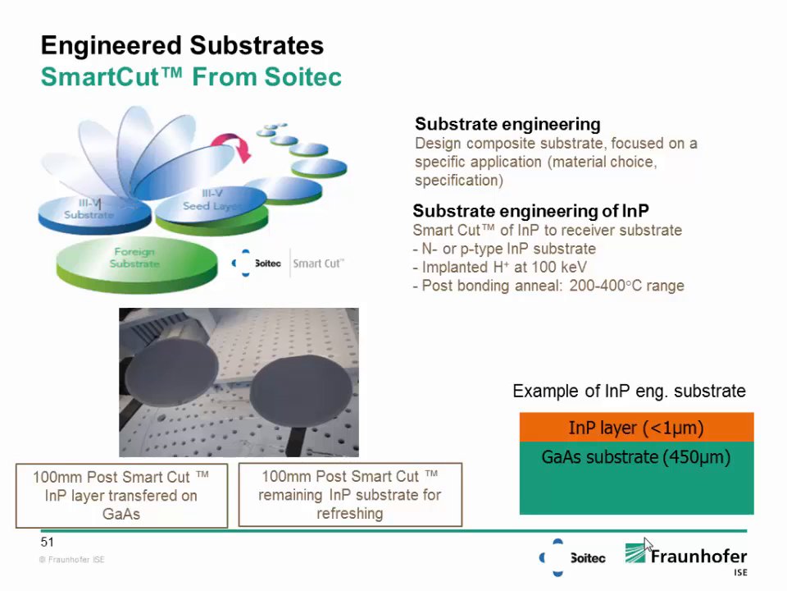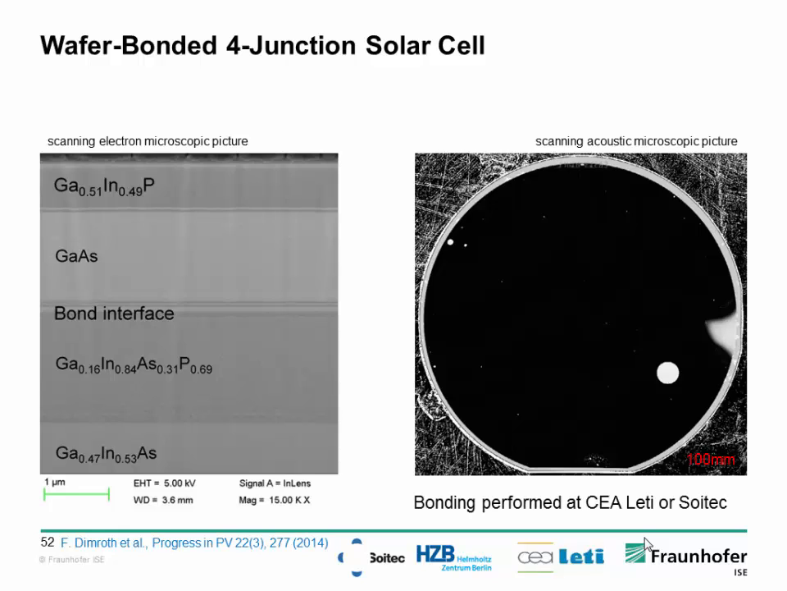And basically what we get at the end is a gallium arsenide substrate. On top of that is a small indium phosphide layer. And then we can grow our structure on these layers. And this is shown here. So we have made a 4-junction solar cell on an engineered substrate, where you go with lattice-matched material of gallium indium arsenide phosphide, then you bond the inverted structure again.